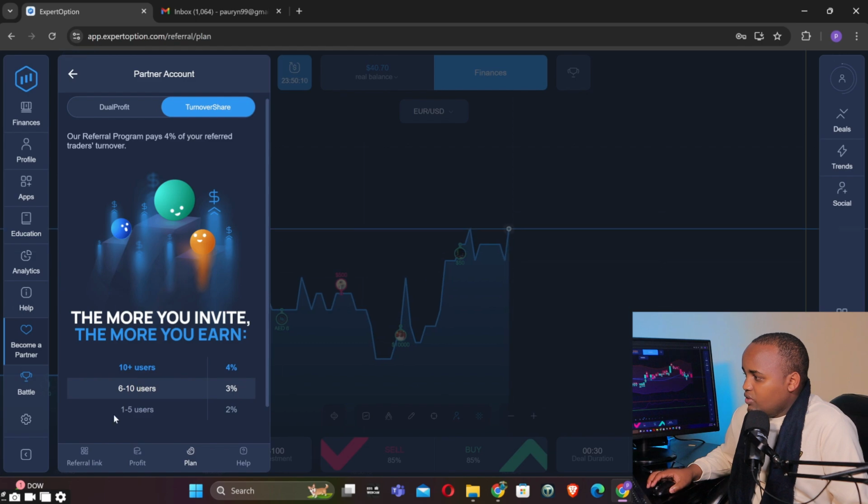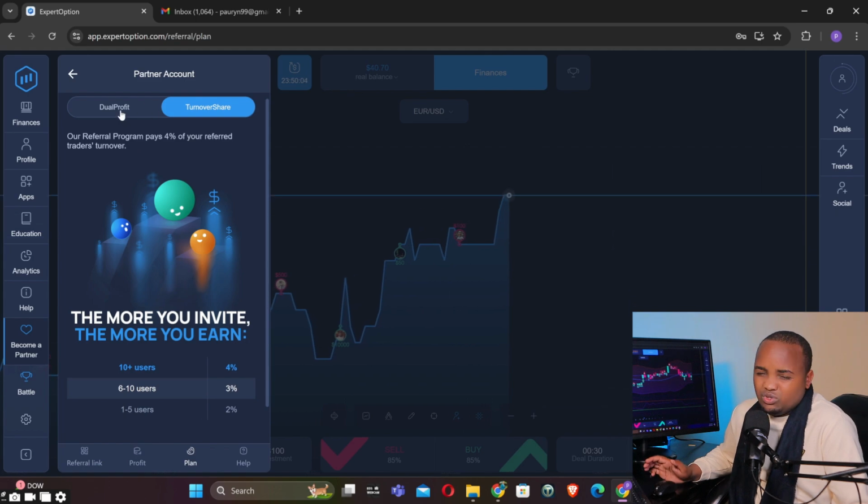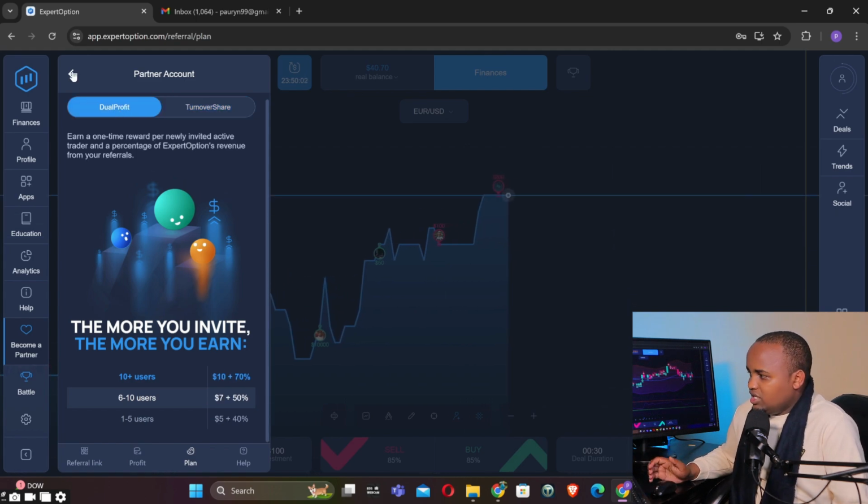You can see when you invite over 10, you get 4%, between 6 and 10, 3%, and also 2% when you invite between 1 to 5 users in this platform.